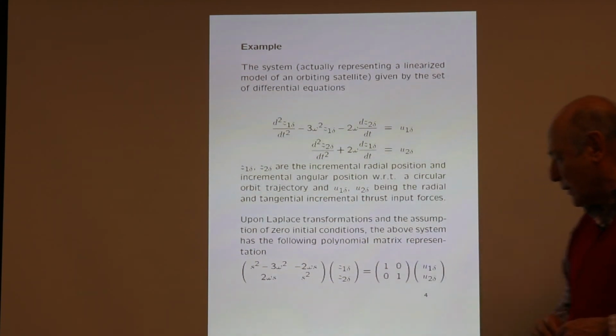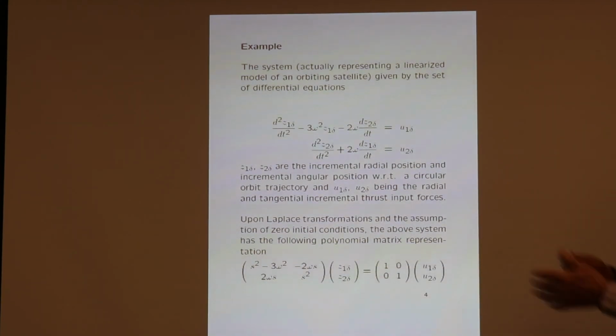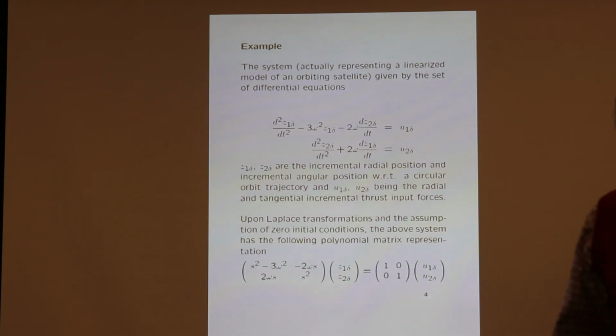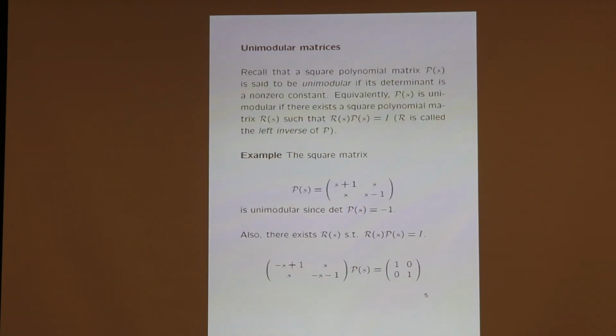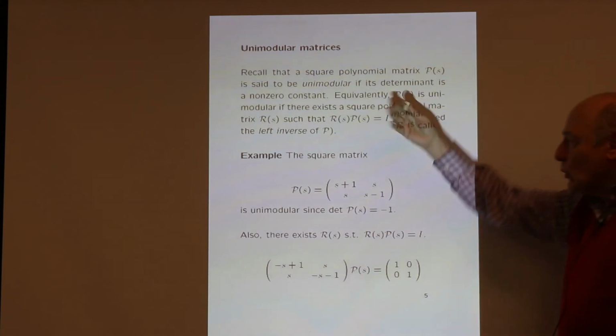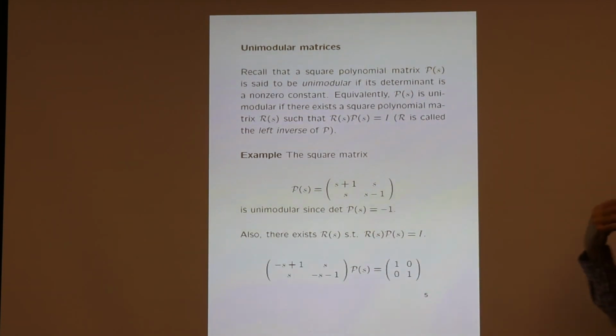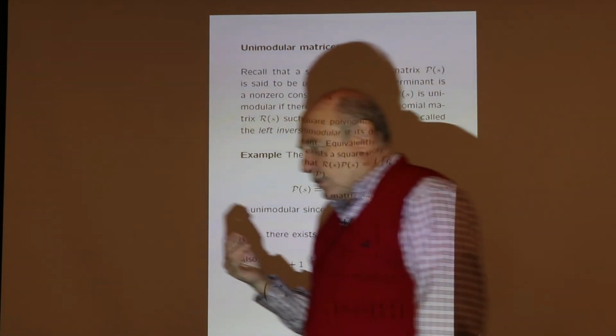This representation is nice. It corresponds to what we're studying, and all we need to establish now is the controllability for that kind of representation. First, let's introduce a simple definition. If you have a square matrix P, we will say that P is unimodular if its determinant is a non-zero constant.